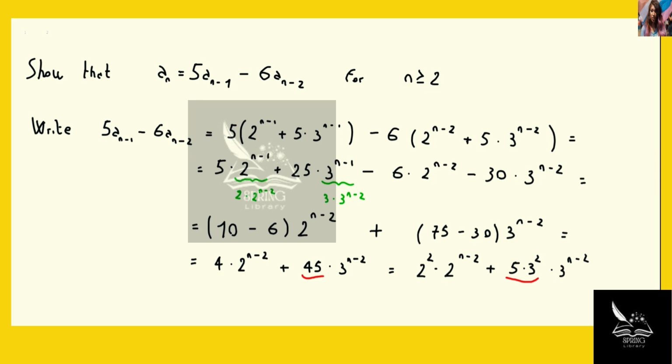And now we can collect all the powers together. So the first is 2 to the n. And then we have plus 5 times the power of 3, which is 3 to the n. And this is by definition a_n. And we're done.